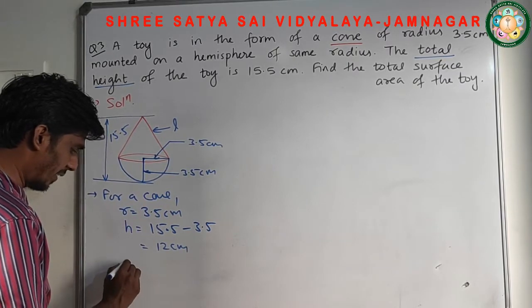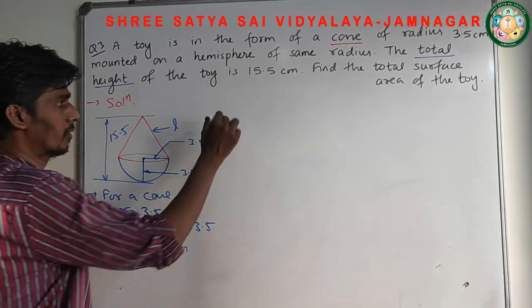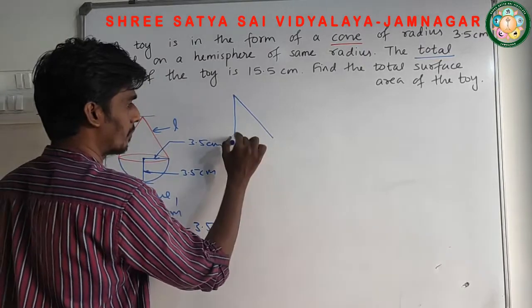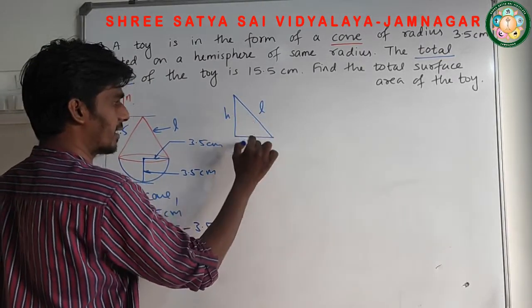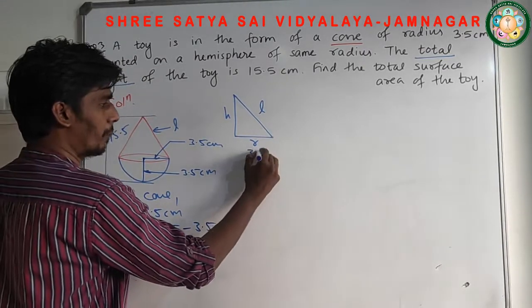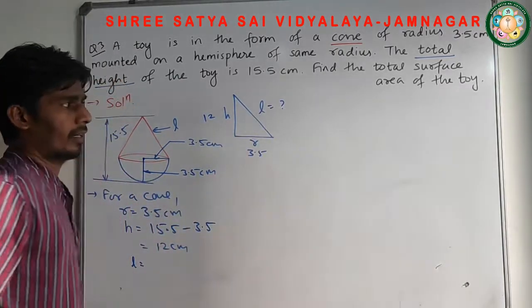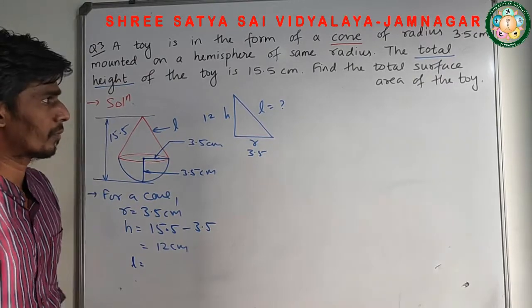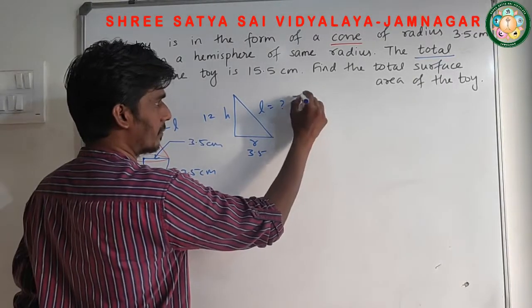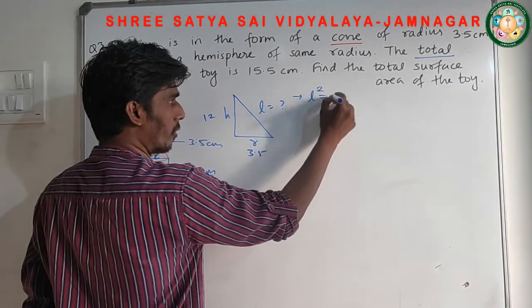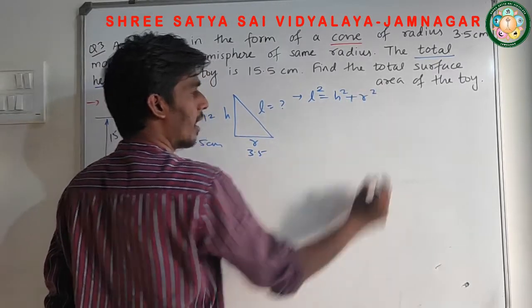So to find slant height, it's what? L. We know from the Pythagoras. This is L, this is H, and this is what? R. This is 3.5. This height is what? 12. Then what about slant height? That we have to find out. So we can write here L square equals H square plus R square.